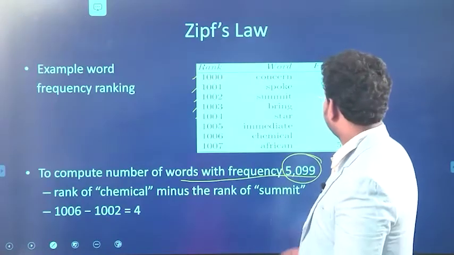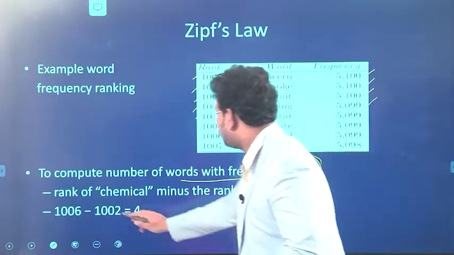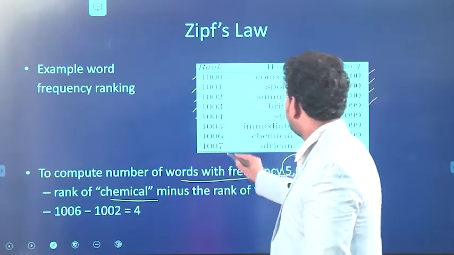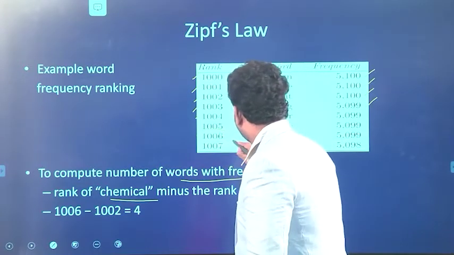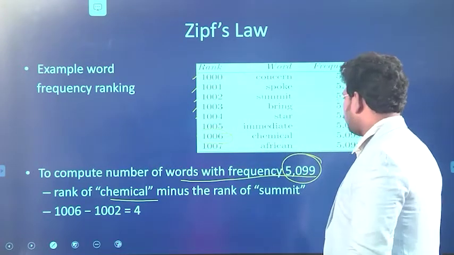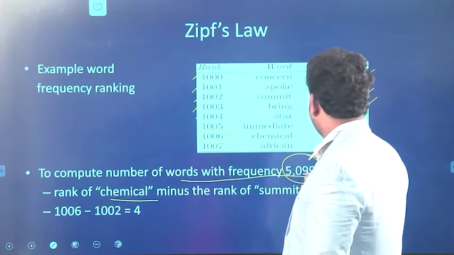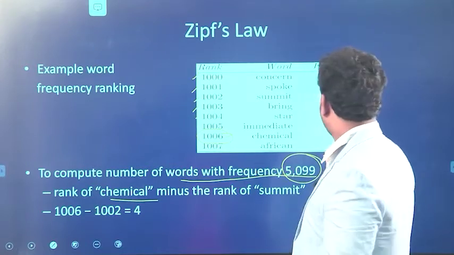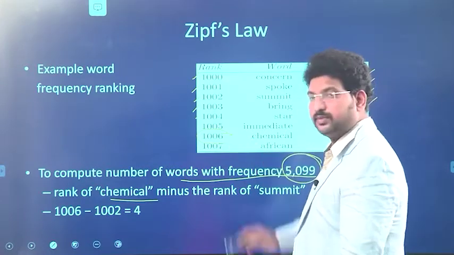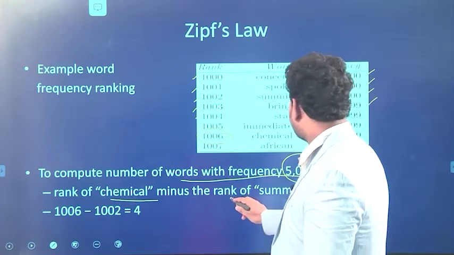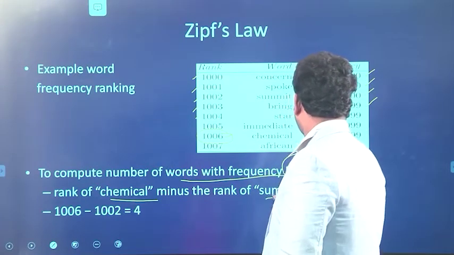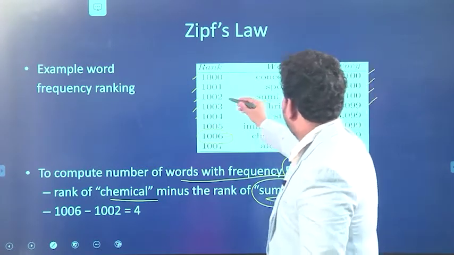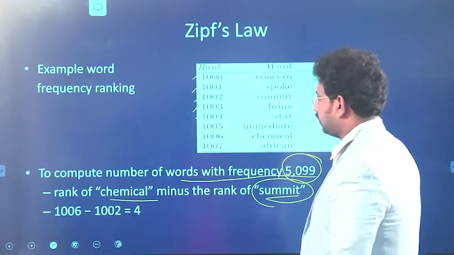So if you observe here, what is the rank of chemical? It is 1006. If you want to find the frequency of 5099 is associated with how many words you want to derive, the rank is 1006 minus the rank of submit. Why are you taking submit here? Because it is the rank of the previous group word.